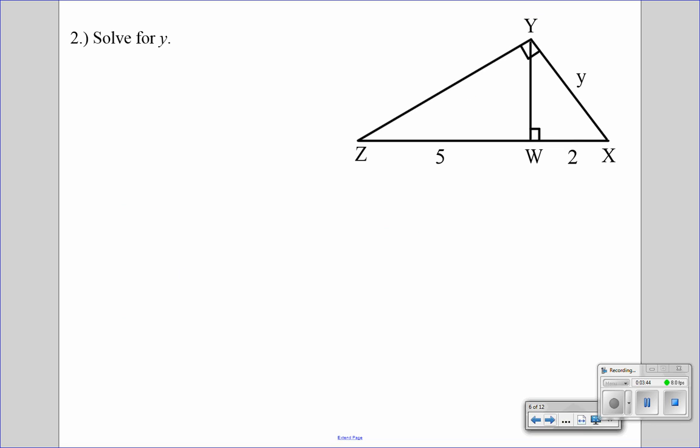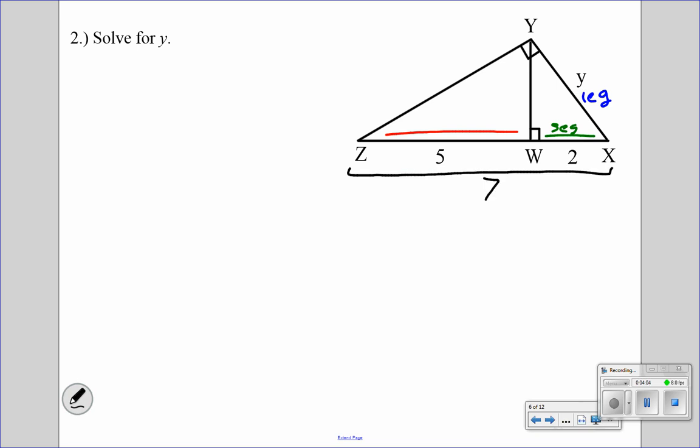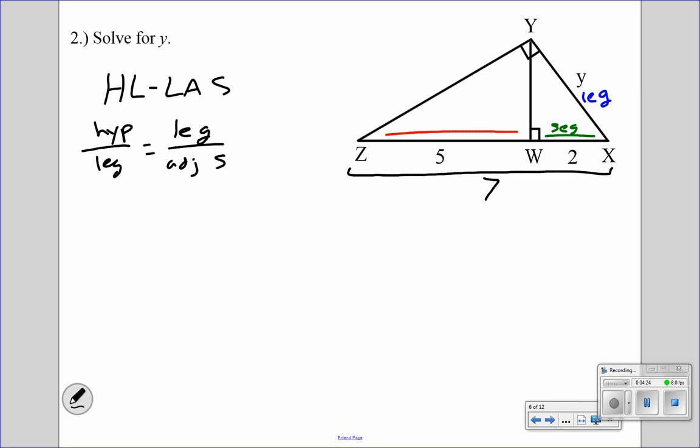Now in this triangle, we're looking for y, which is a leg, and we're given 2 segments. We have this segment, and we also have our segment that's 5. But we can easily determine our hypotenuse as well by adding the 2 segments together. We can find that our hypotenuse is 7. So if we're looking for a leg, and we have the hypotenuse and a segment, we can use HLLAS. Hypotenuse over leg equals leg over adjacent segment.